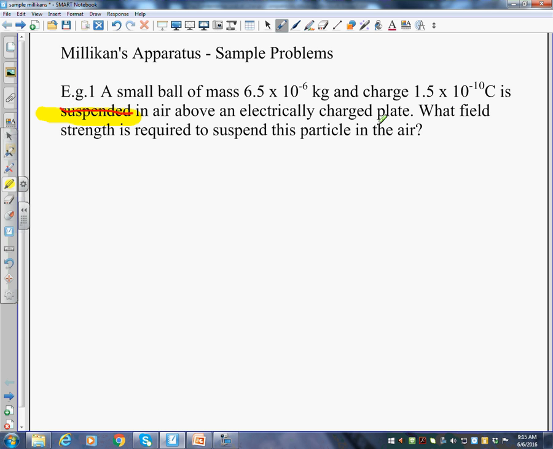So let's just look at what we do have and what we're trying to find here. We know the mass, 6.5 times 10 to the minus 6. We know the charge, which is the letter Q, 1.5 times 10 to the minus 10. And we are solving for what field strength? We are solving for E.